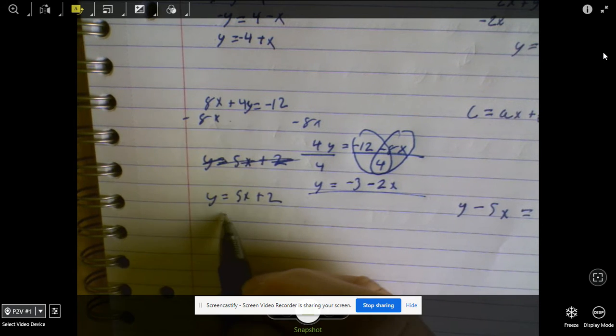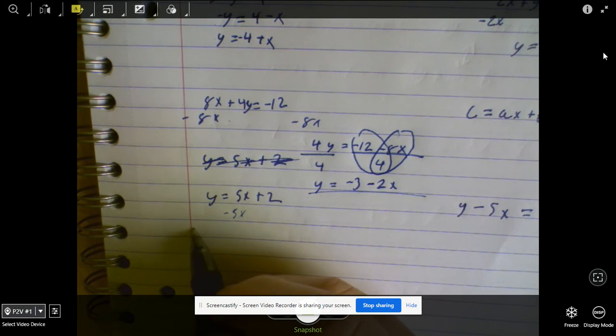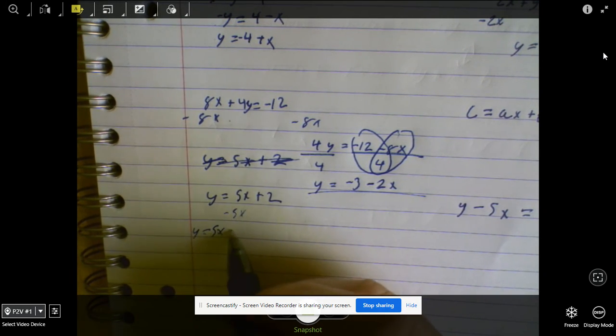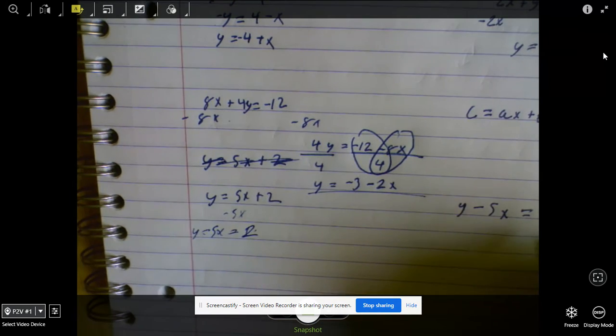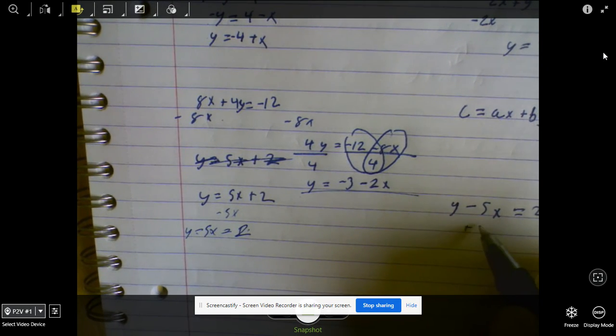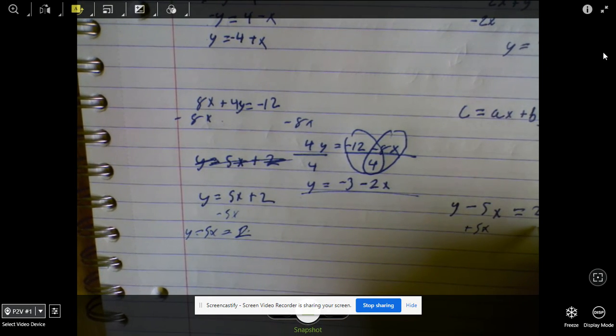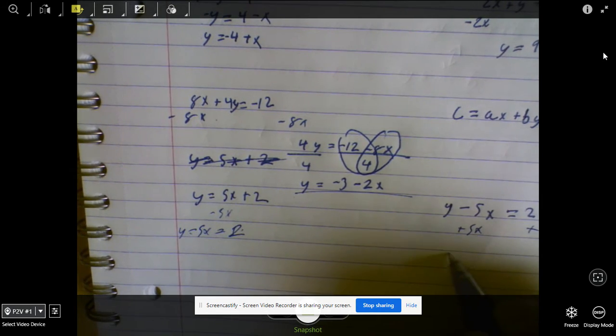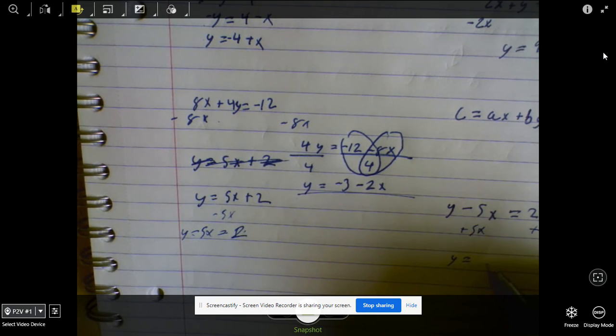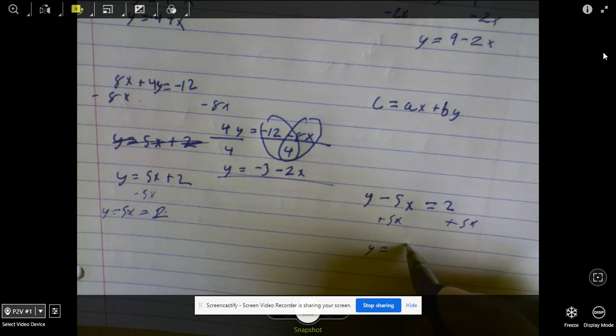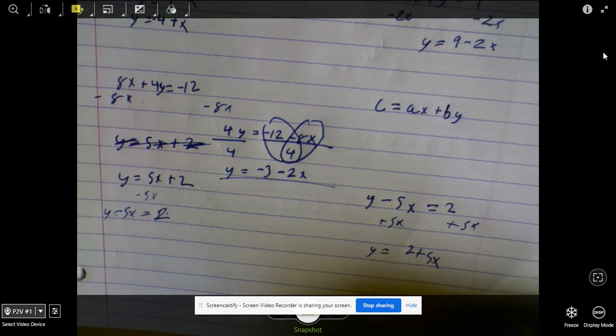Then if we want to take this to standard form, subtract 5x, y minus 5x equals 2. Add the 5x over here to get it back and forth, y equals 2 plus 5x.